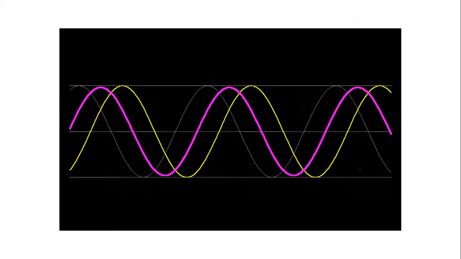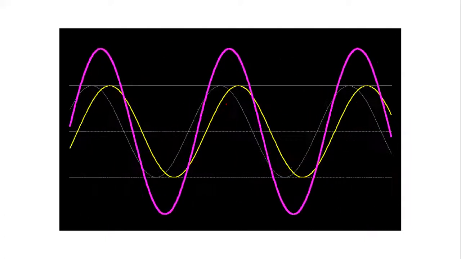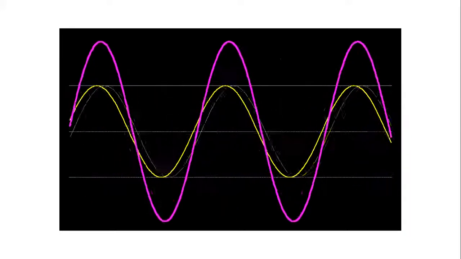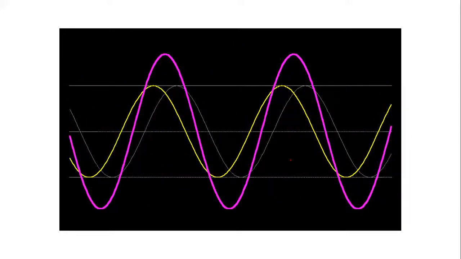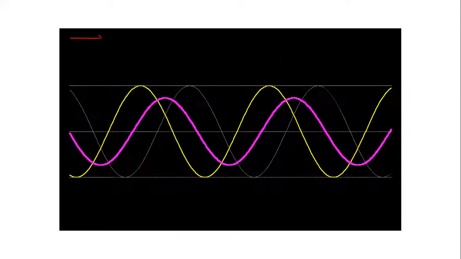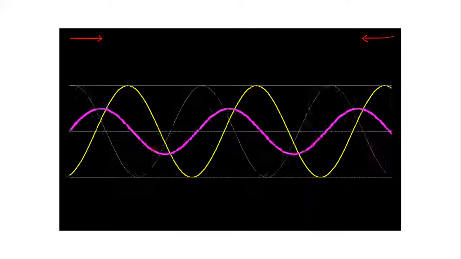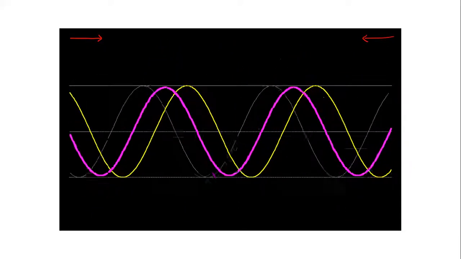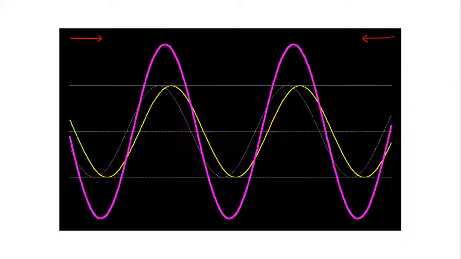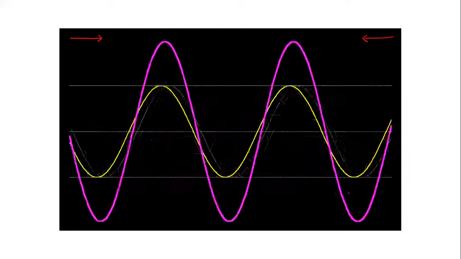Okay, now here you can see two waves, the yellow one and the gray one, moving in opposite directions. The amplitude, the frequency, everything is the same, but they are moving in opposite directions. The yellow one is moving in this direction, and the gray one is moving in the opposite direction. When they overlap, they superpose with each other, and you can see the pink one is the resultant, right?